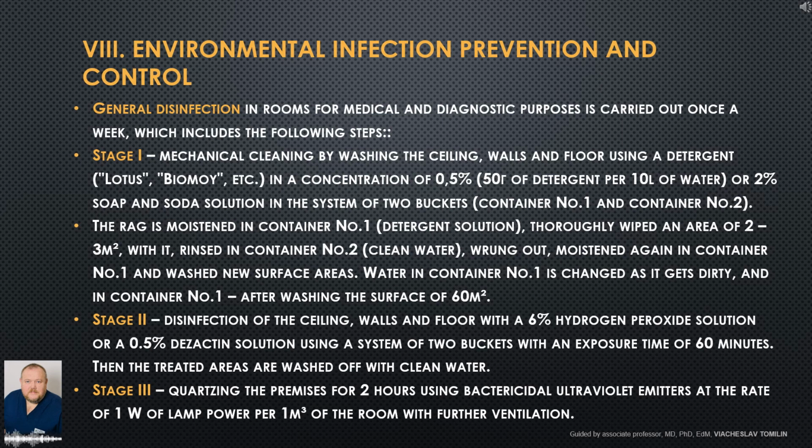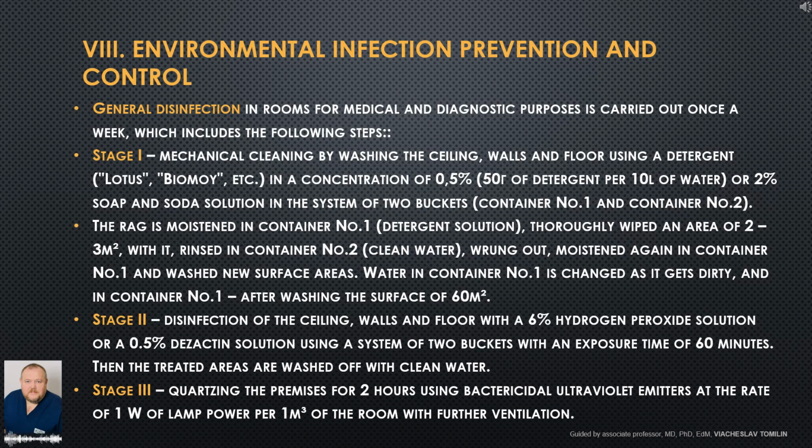The rag is moistened in container number 1, detergent solution, and thoroughly wipes an area of 2 to 3 square meters with it, is rinsed in container number 2, clean water, wrung out, moistened again in container number 1 and washes new surface areas. Water in container number 1 is changed as it gets dirty, and in container number 2, after washing a surface of 60 square meters.